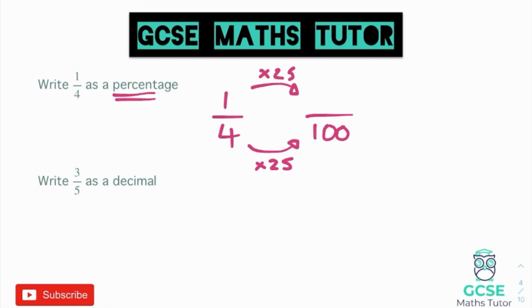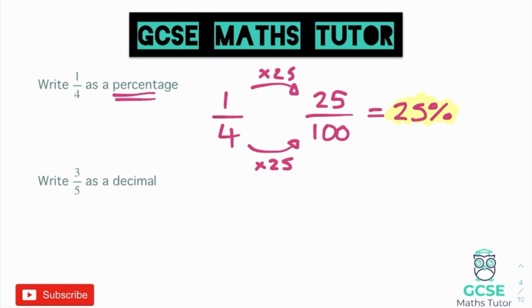But remembering whatever we do to the bottom, we have to do to the top. So 1 times 25 on the top gives us 25. Now it is a fraction over 100. Per 100, it's 25 per 100. So that will equal 25%. And there we go, we've got our percentage. So our process for this is to turn our fraction out of 100 and then basically just read the numerator.